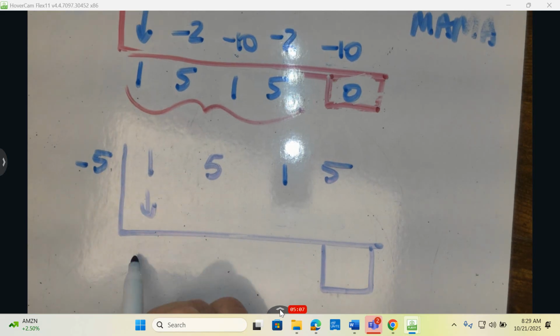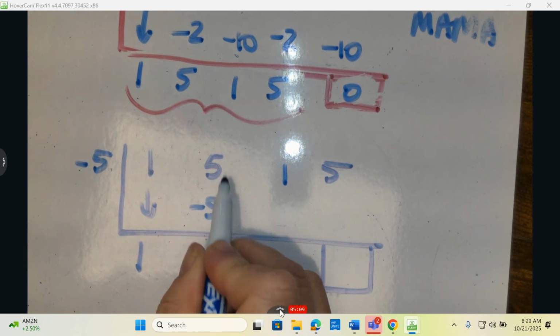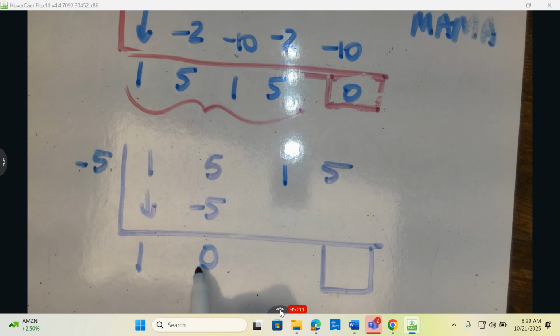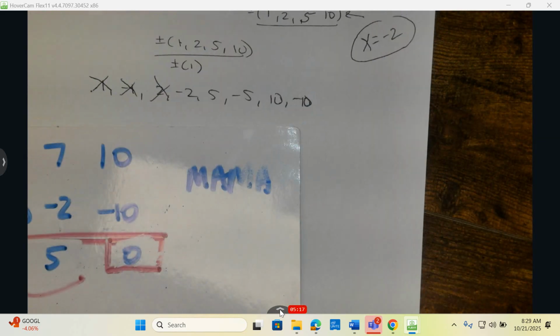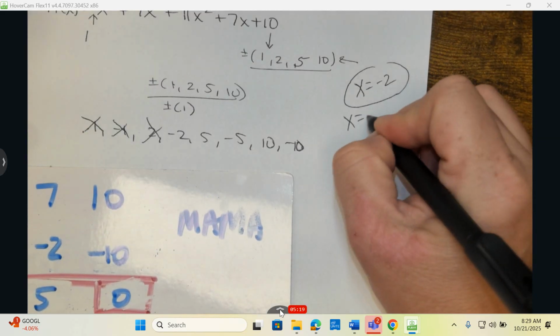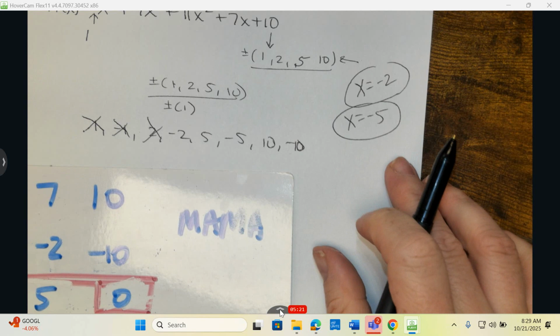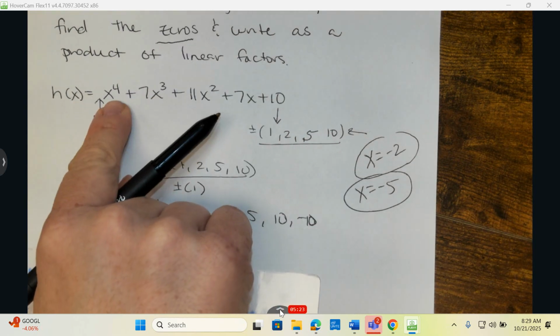I'm going to show now. Dropping down. I'm multiplying to get -5, adding down to get 0. Multiplying to get 0, adding down to 1, and multiplying. It works. Okay, so -5 is another solution, root 0, because I need to identify all of them.